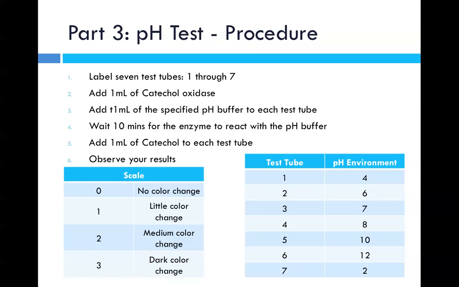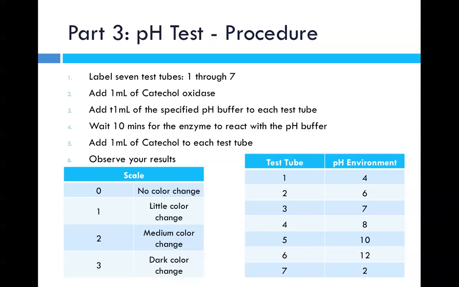Now for the procedure, we obtain several test tubes and label them 1 through 7. And again, you add 1 milliliter of catechol oxidase. Then you add 1 milliliter of the specified pH buffer to each test tube. Wait 10 minutes for the enzyme to react to the pH buffer. Then you add your 1 milliliter of catechol and observe your results.